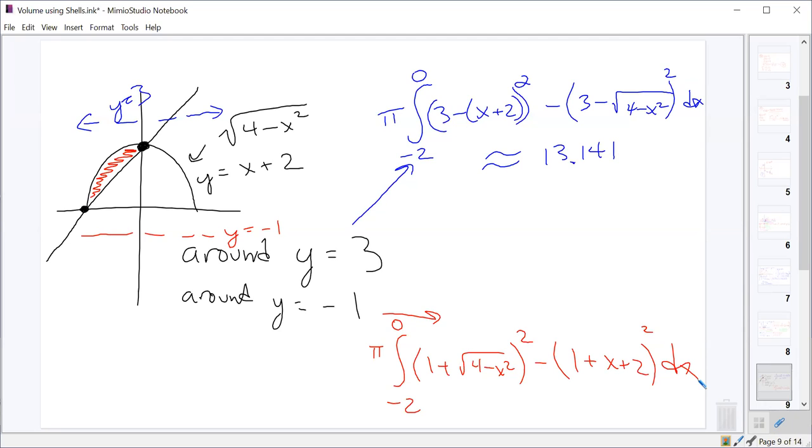We did 3 minus the square root of 4 minus x squared. The outer radius is going from here to here. The inner radius is going from here to here.